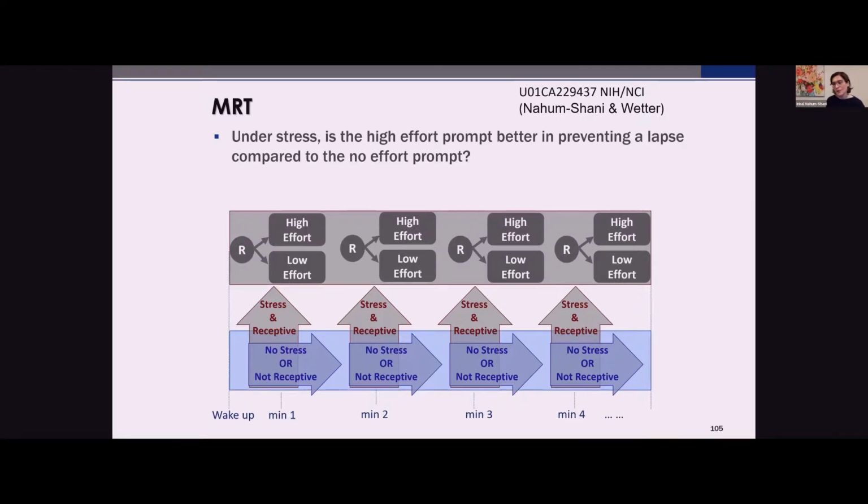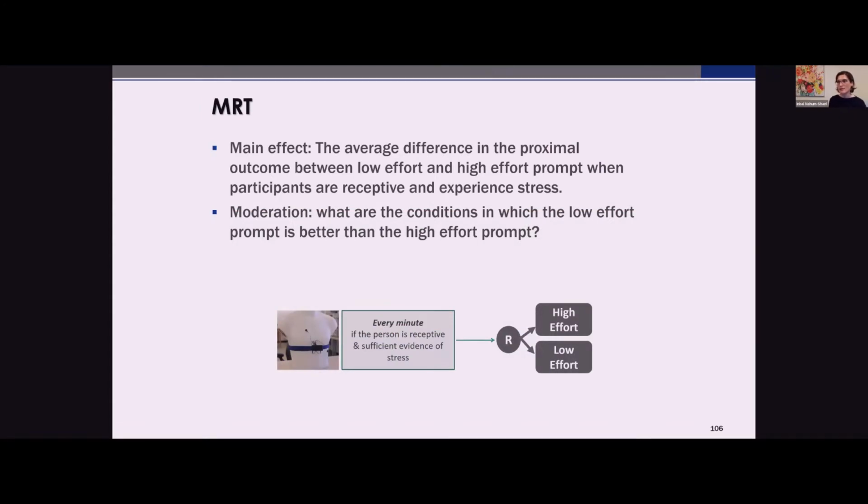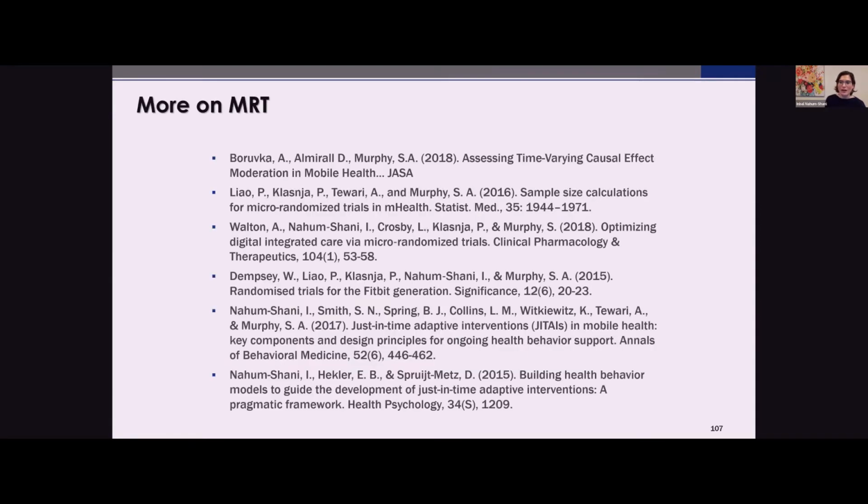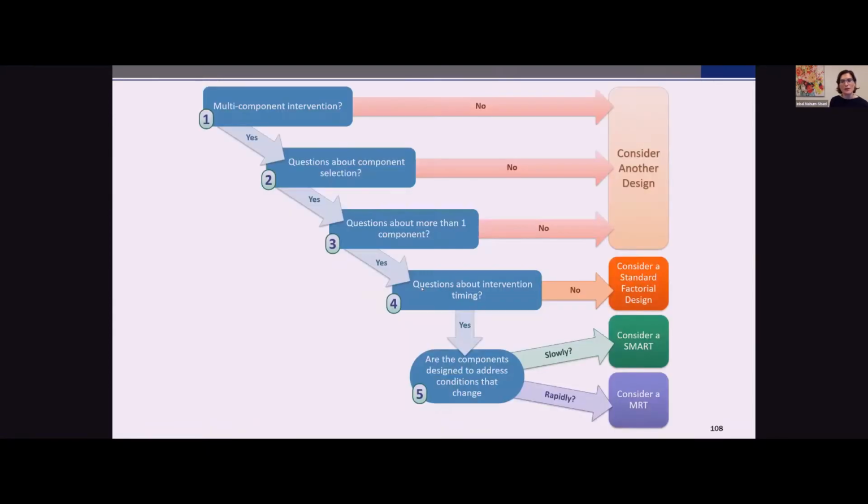And the data here can help us answer really cool scientific questions about the selection and adaptation of components in a JEDI. For example, when people are stressed and receptive, on average, is it better to deliver a high effort prompt or a low effort prompt in terms of reducing the probability of a lapse? And under what conditions one type of prompt would be better than another, right? MRTs can also help us answer all kinds of other really cool scientific questions about the selection of components and adaptation in JEDIs. These are, again, a few useful resources that you can start with.